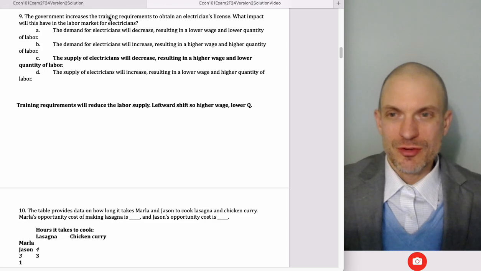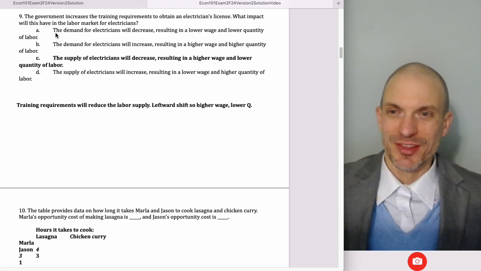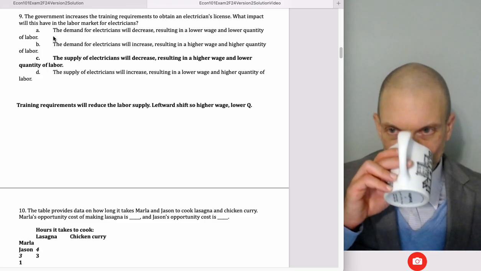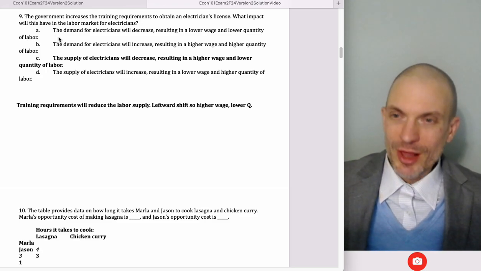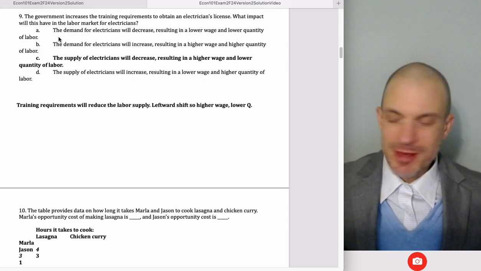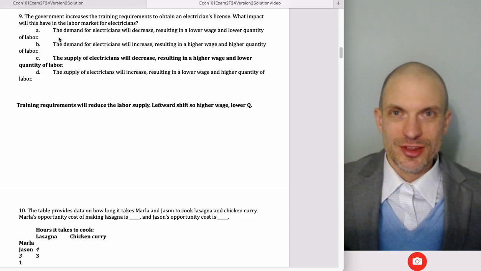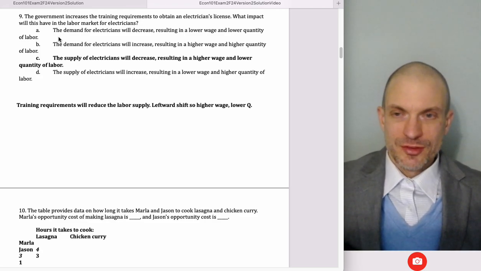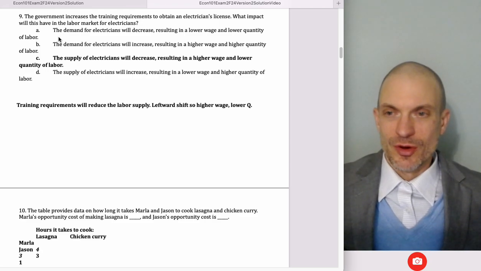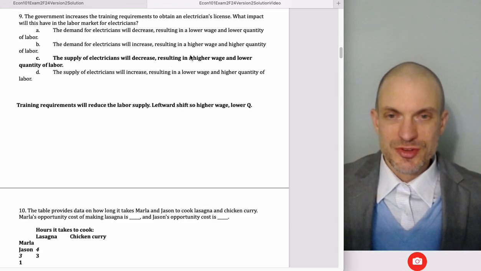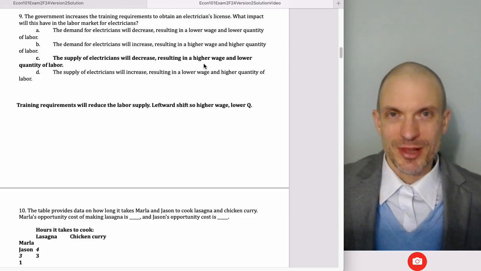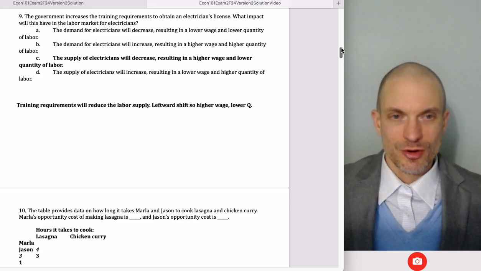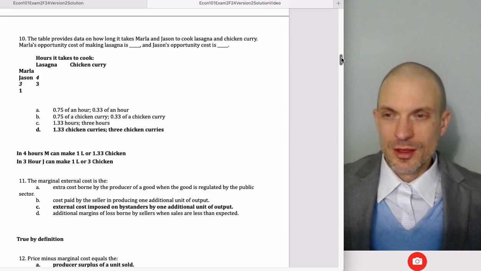Okay, the government increases training requirements to obtain an electrician's license. What impact will this have on the labor market for electricians? Well, if you increase the training requirements, it's going to make it more difficult to enter this industry. And so we're going to decrease the labor supply. So I say the supply of electricians will decrease, resulting in a higher wage, lower quantity of labor. That's just by definition of what happens when labor supply shifts leftward. Higher wage, smaller quantity.